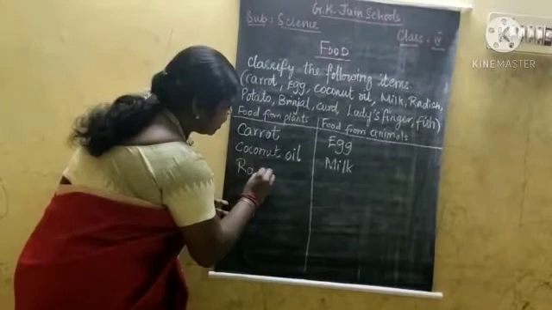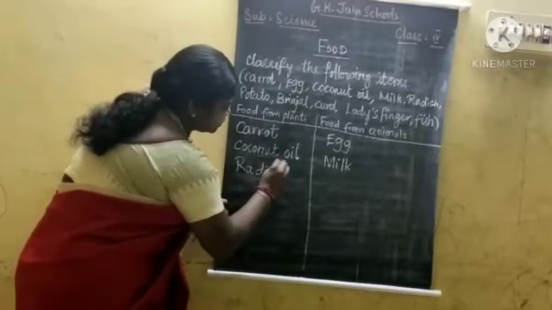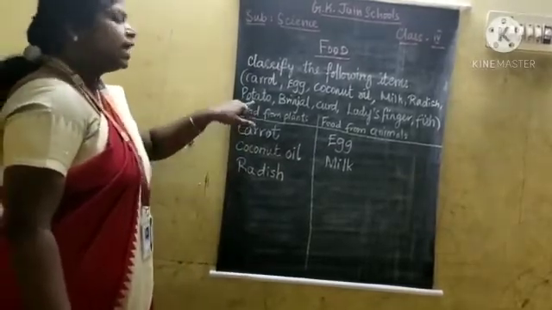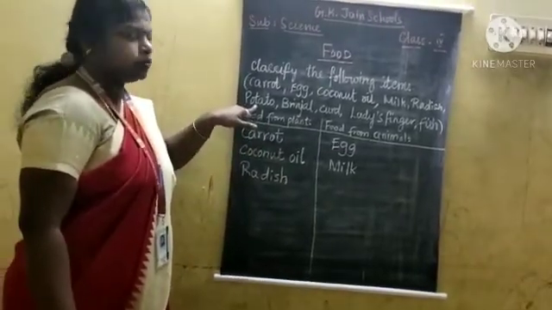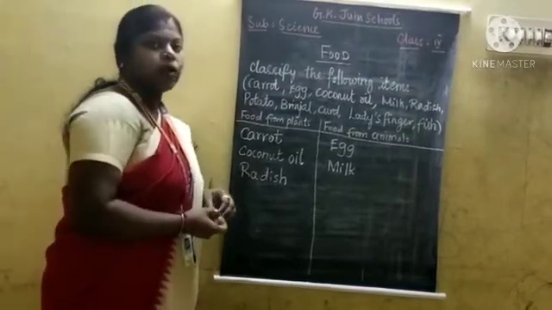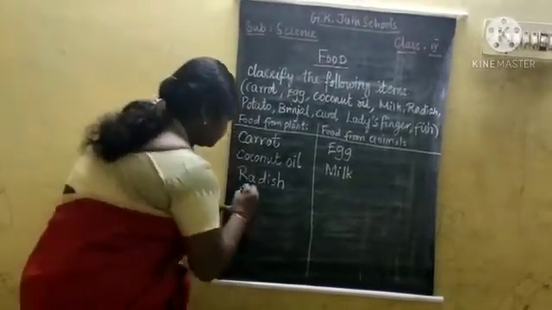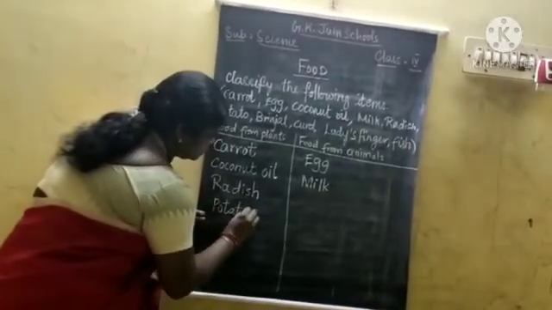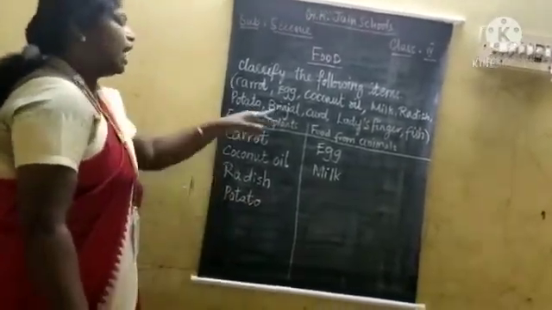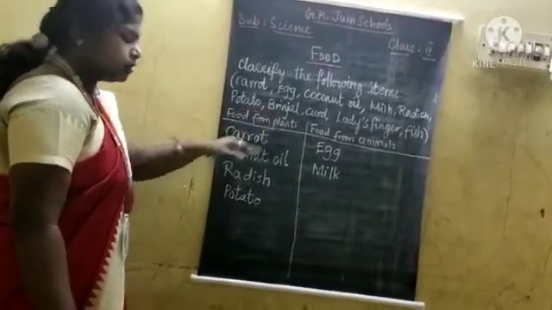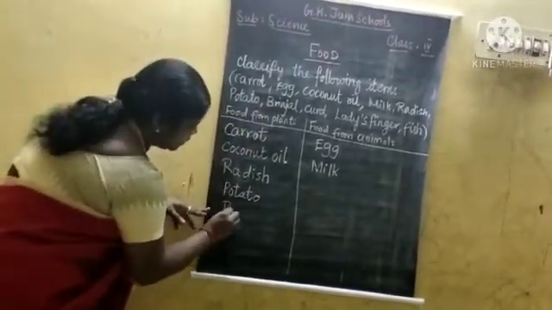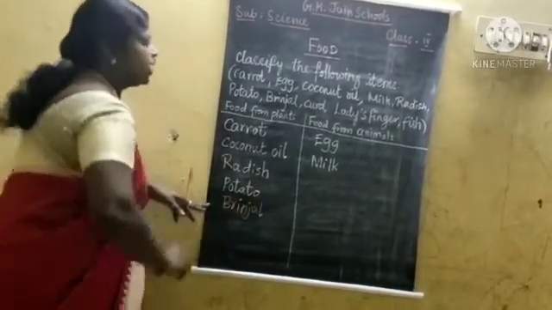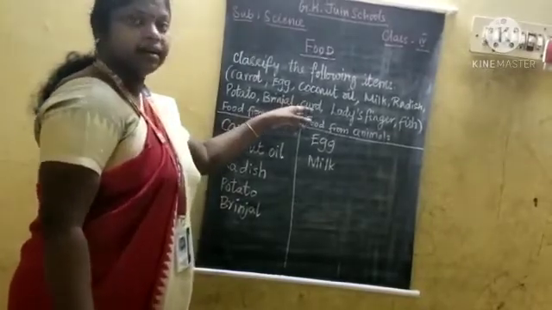Next one is radish. Radish also comes from plants. It is a vegetable, so we get it from the plant. The next one is potato. Potato is also a plant. That is also a vegetable. Again, brinjal. That is also a vegetable. B-R-I-N-J-A-L, brinjal.